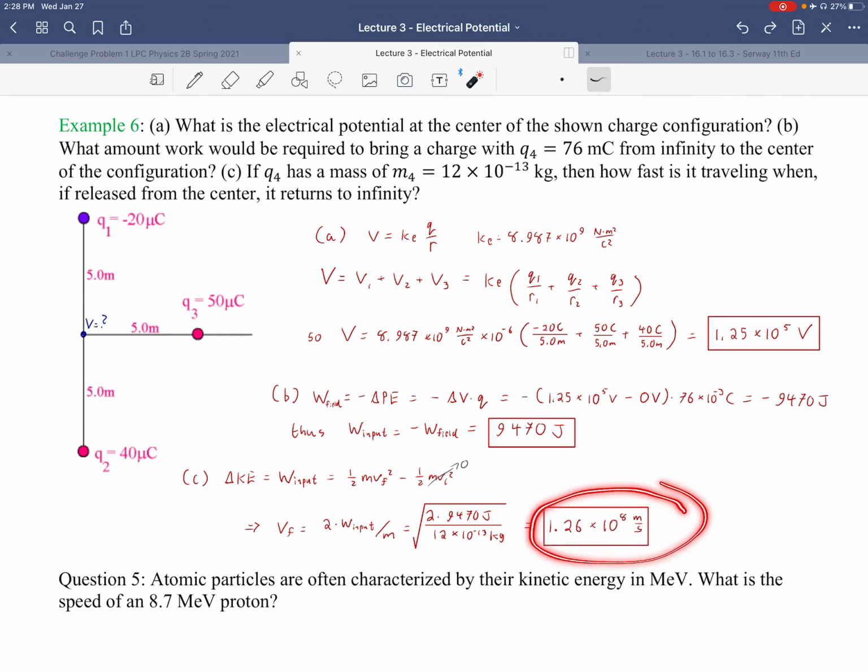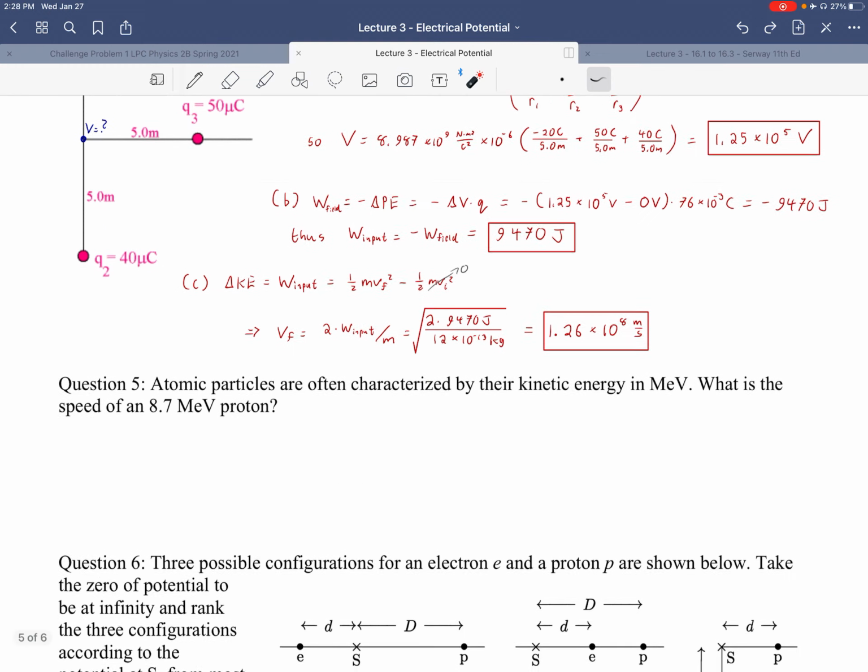And then we have a final velocity of 1.26 times 10 to the 8 meters per second, which actually is almost half the speed of light. So we'd have to make a relativistic correction here. This is a good first estimate, but if we corrected for relativity, we'd find out that the value is actually slightly different. But we won't have to worry about that for about another 10 weeks.